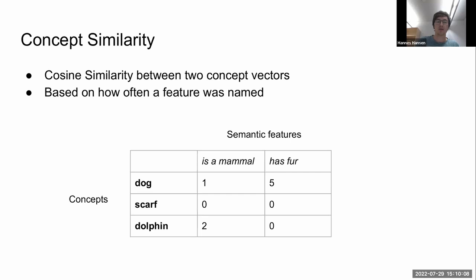In the next slides, I will use the term similarity. So let me quickly introduce how similarity is defined here. First, we use the count frequency of features per concept as a concept representation. For example, we can define the concept dog with the counts of the features is a mammal and has fur. Then we can use cosine similarity as the similarity metric. This would lead, for example, to 0 for dissimilarity between dog and scarf.